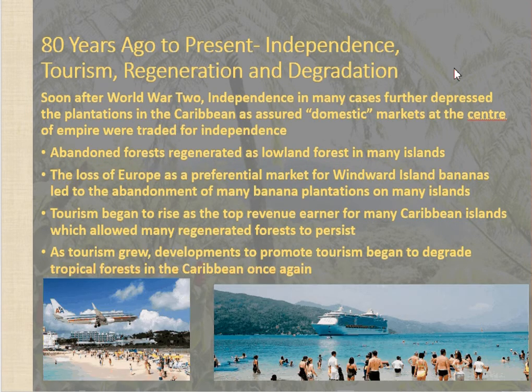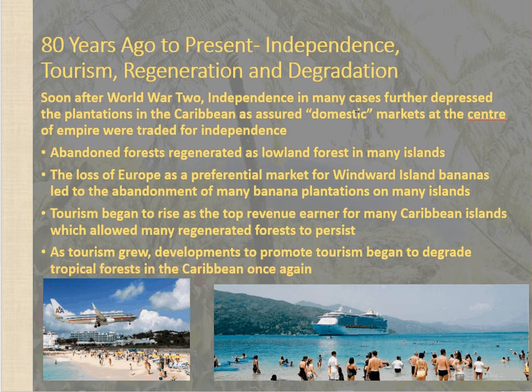So after the Second World War, two main events, independence, but also increases in the ability of people to move around the globe in aeroplanes and big boats. And that caused a further depression of plantation markets, particularly as independence usually meant no longer being able to sell as cheaply in so-called domestic markets within a colonial system.